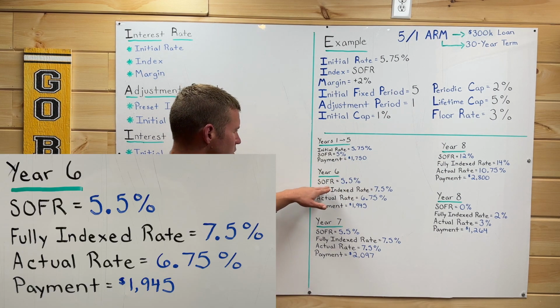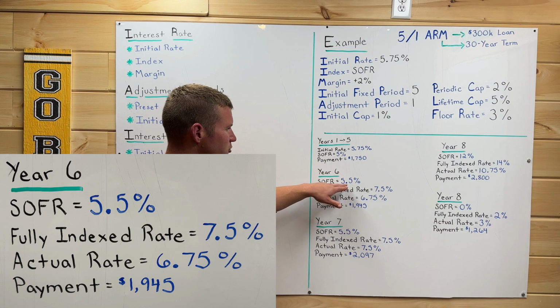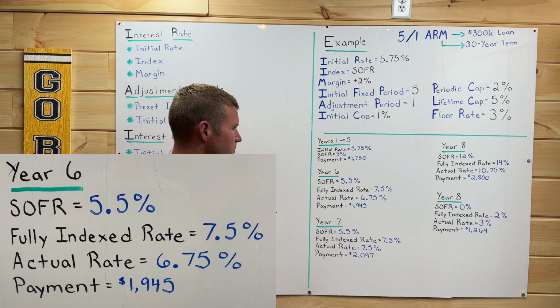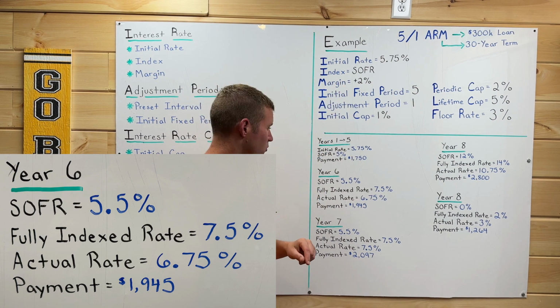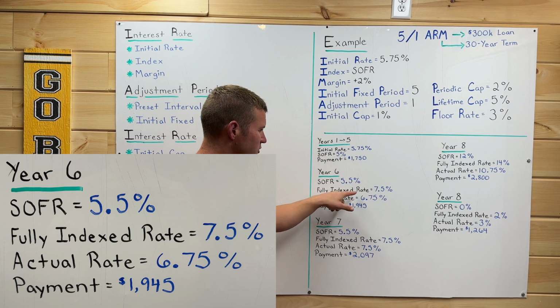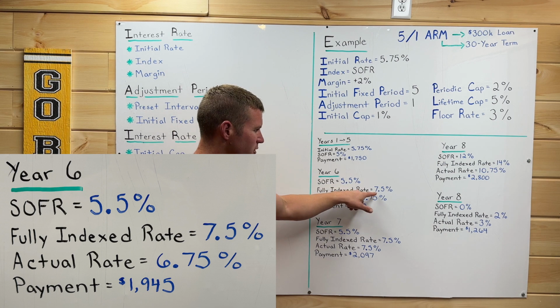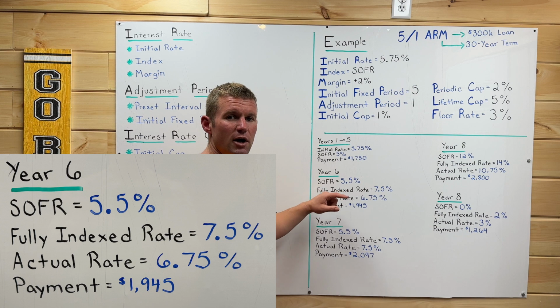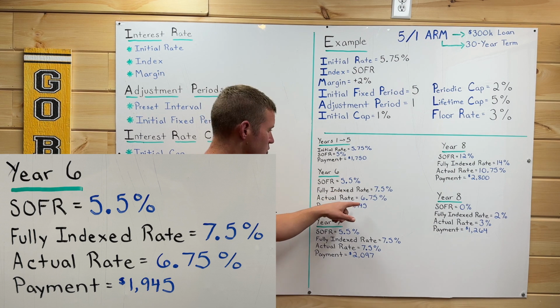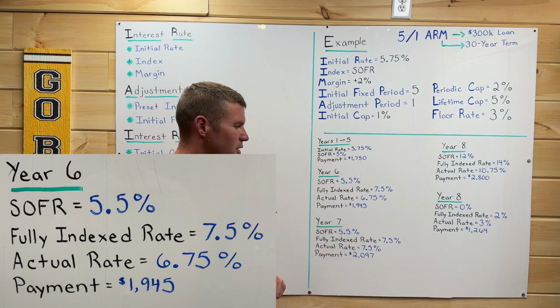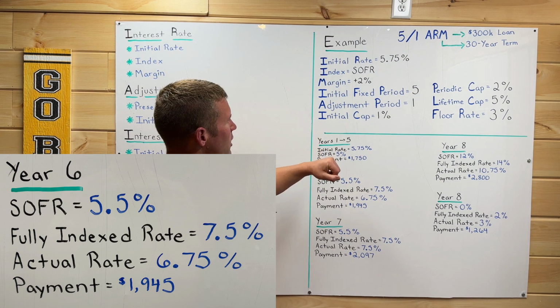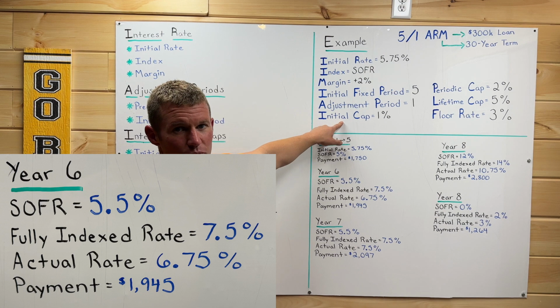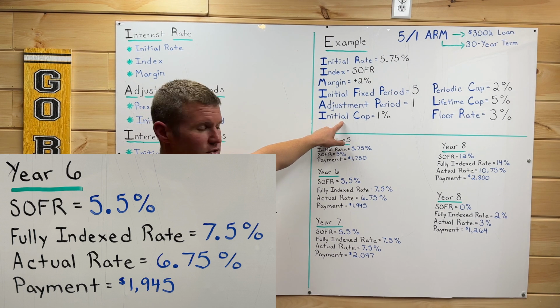So year 6, the SOFR bumps up to 5.5%, right? Now we know our margin is plus 2% and it's based off the SOFR, right? So our fully indexed rate should be 7.5%, because the SOFR's at 5.5. The lender has a built-in margin of 2%, so our rate should be 7.5%. However, remember we talked about the initial cap of 1%.